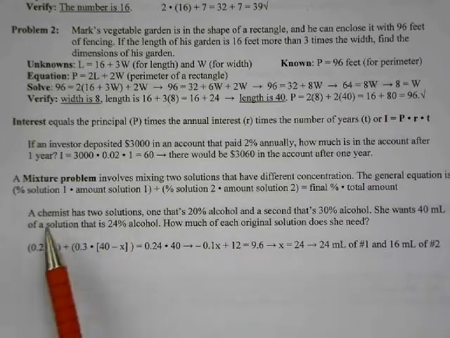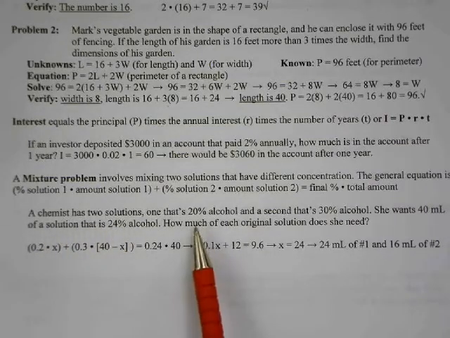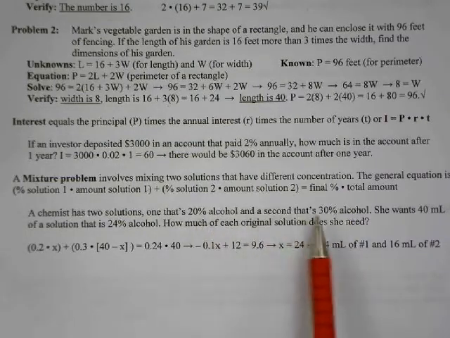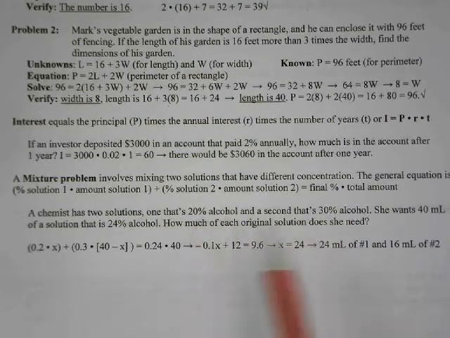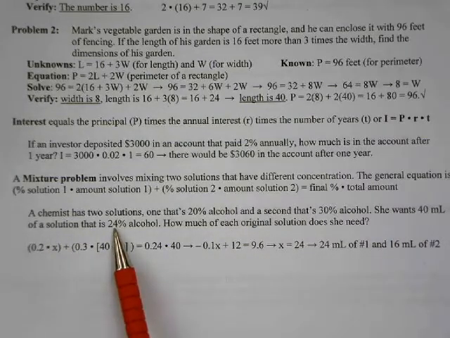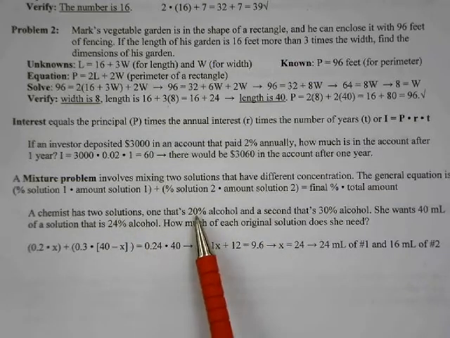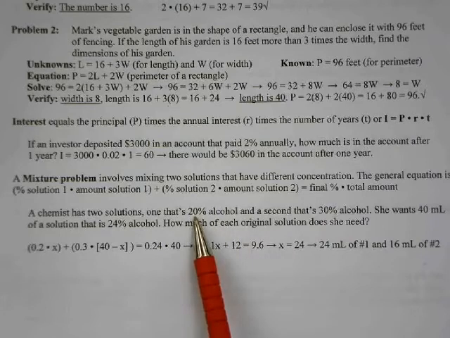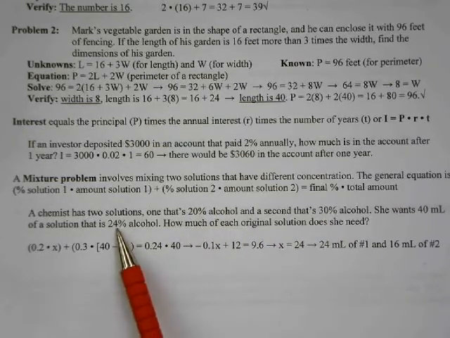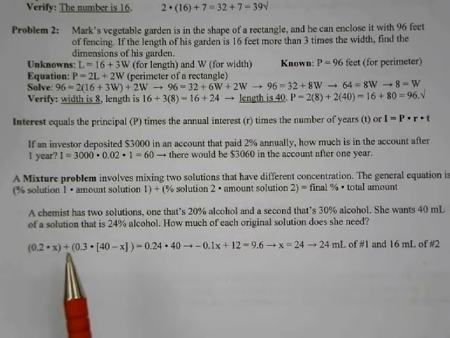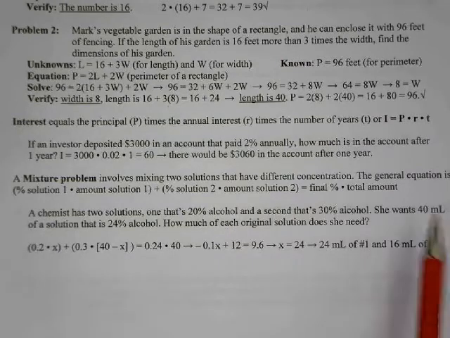A chemist has two solutions, one that's 20% alcohol and a second that's 30% alcohol. So these are our two initial percentages. She wants 40 milliliters of a solution that is 24% alcohol. Notice that we want a percentage that is not simply the average of those two percentages, 20 and 30. So how do we get there? Well, you might say, but I don't know either amount. How am I supposed to get there? But what we do know is I want to have a total of 40.